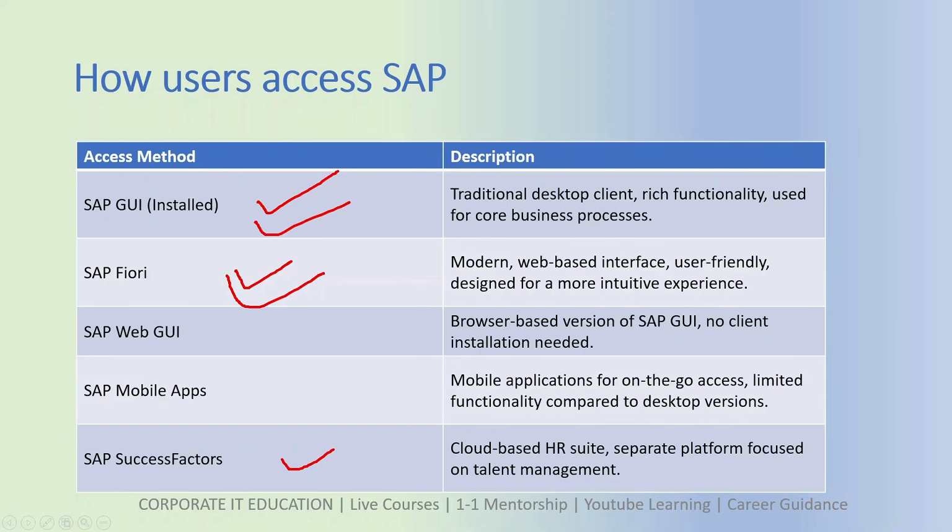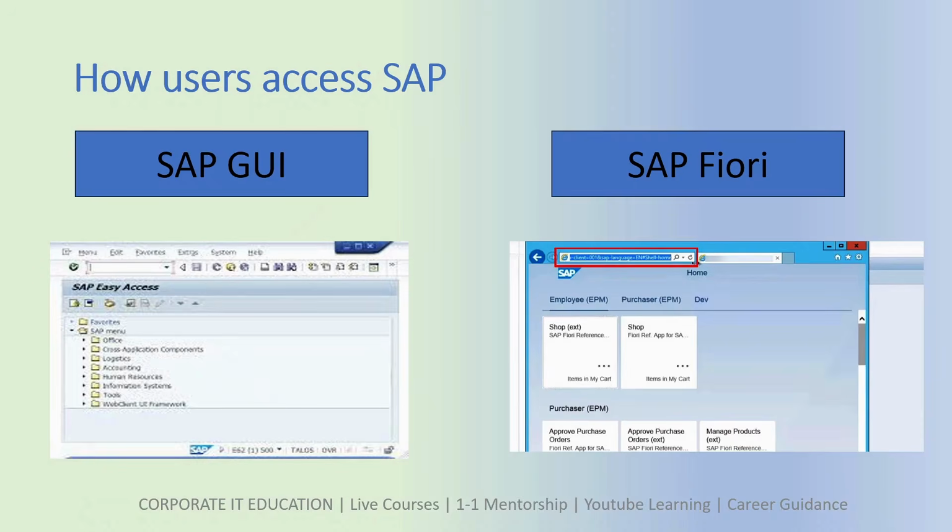Now let's take a look at how these actually look. This is how SAP GUI looks, and this is how SAP Fiori looks. Now, these are the two broader categories in which we can divide this. This is basically a desktop-based application, and this is a browser-based application. Inside this, all the different modules will come into picture in terms of which module you're working with, for example, sales or material management and things like that.